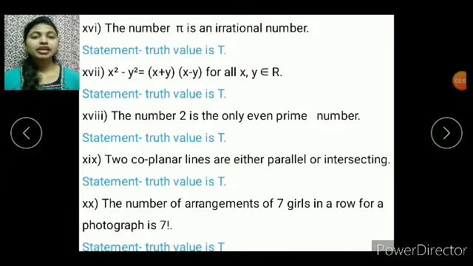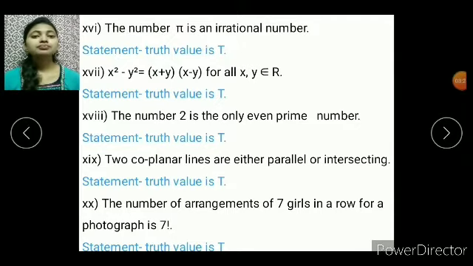17. x square minus y square is equal to (x plus y) into (x minus y) for all x, y belongs to R. This is a statement, and the truth value of this statement is T. 18. The number 2 is the only even prime number. Yes, this is a statement, and the truth value of this statement is T.